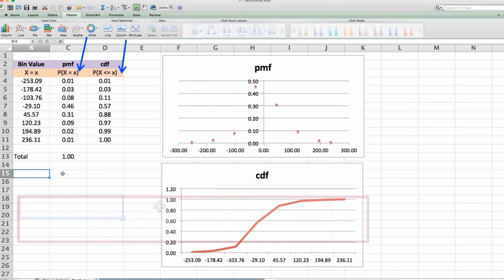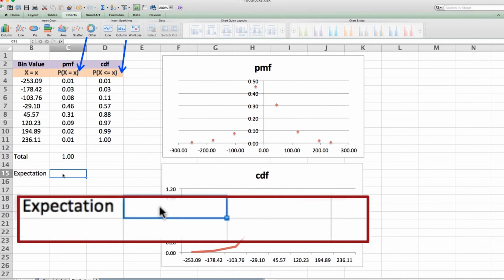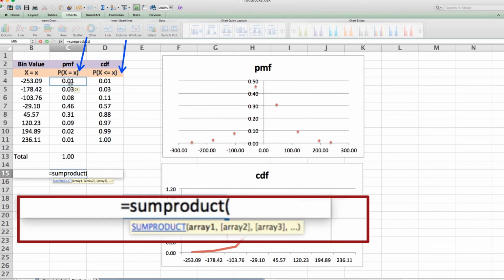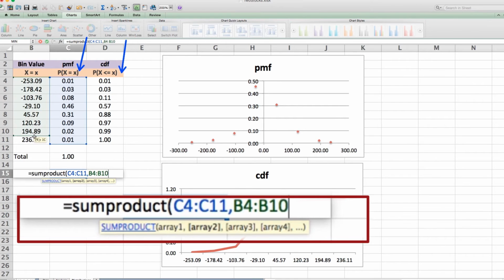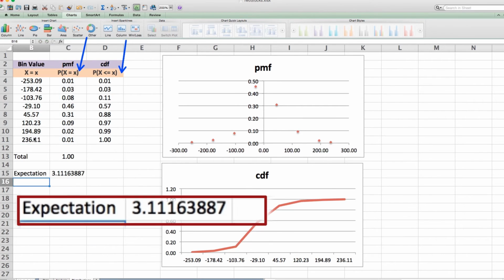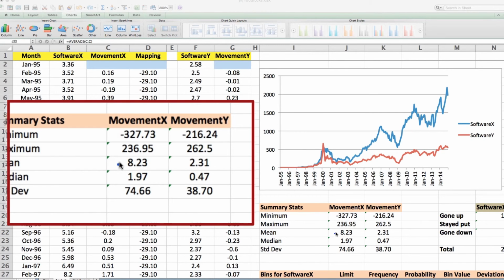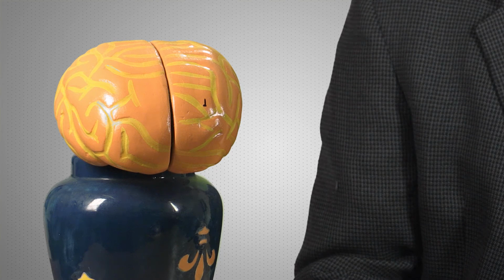So I have my expectation here as the sum product of the bin values, or rather the probabilities, times my bin values, both of them are one and the same, and I get rupees 3.112. Let's compare this with the actual average of the stock's movements. I've compiled a bunch of summary stats over here, and my mean is rupees 8.23. That's way off the mark.